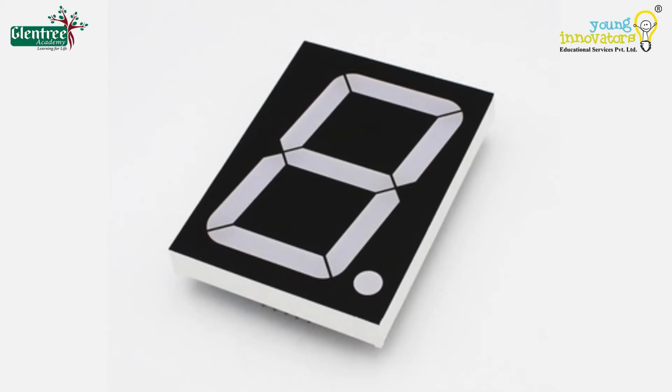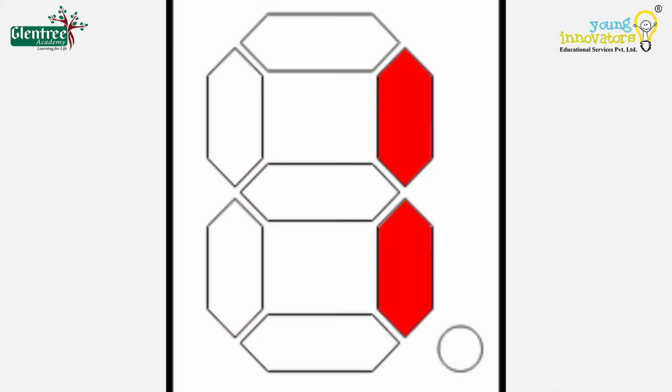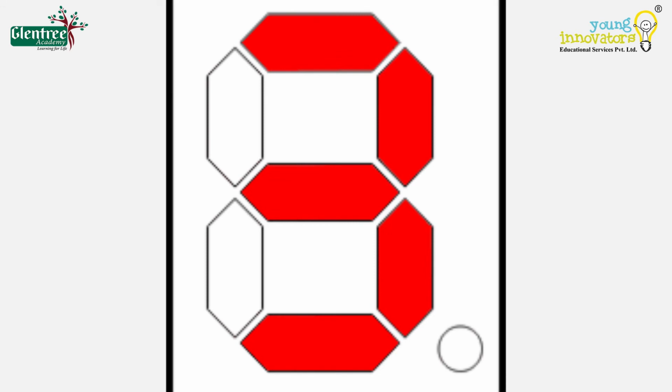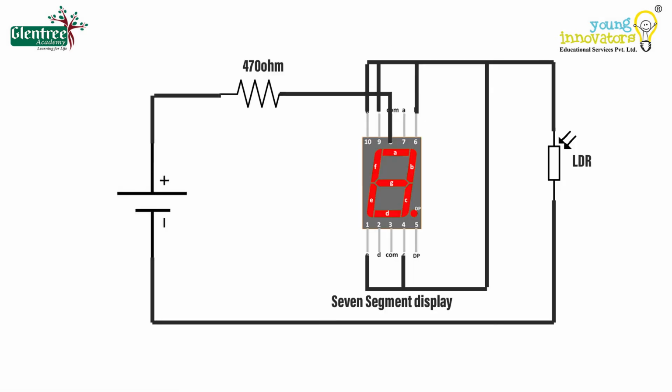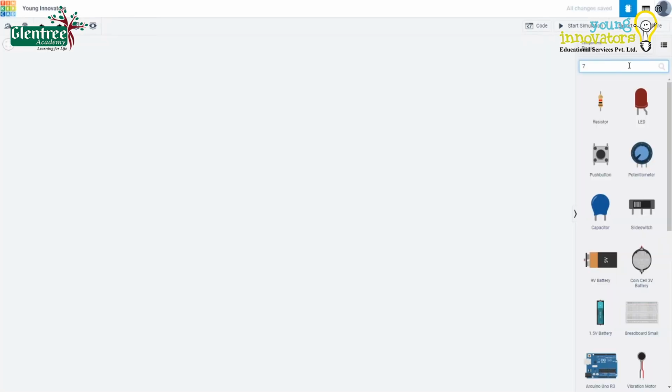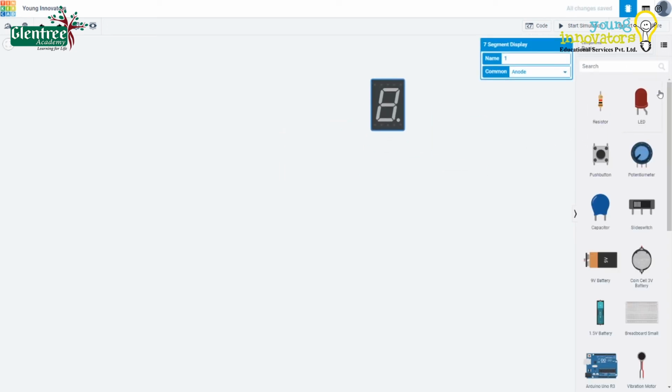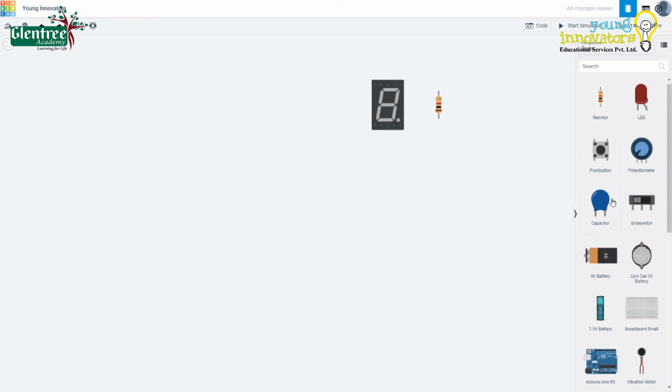We have learned about 7 segment in our previous video. Let's use that 7 segment with the LDR now and see how it works. This is a circuit diagram for displaying the alphabet H when the LDR is completely kept in light. The components needed here are a 7 segment display, an LDR, a resistor and a battery.